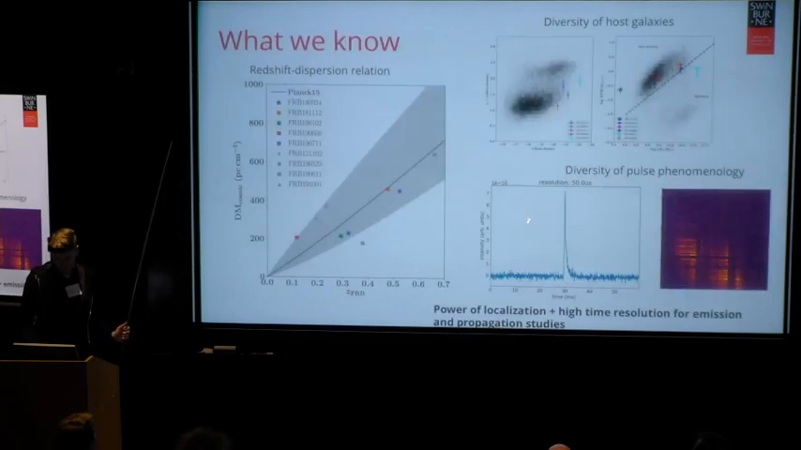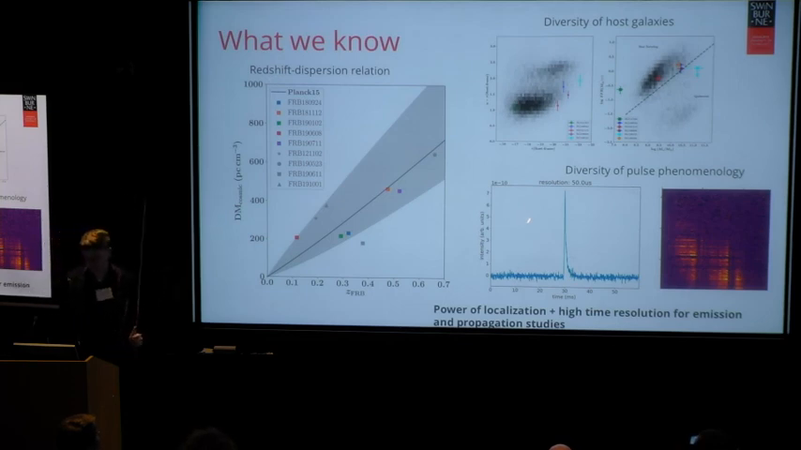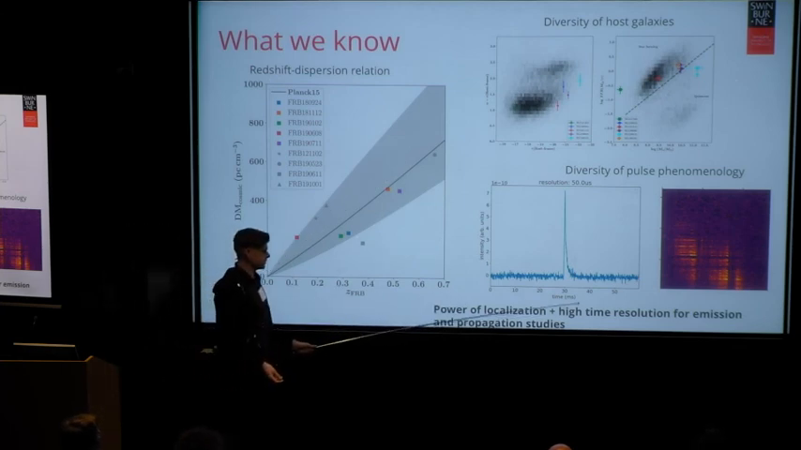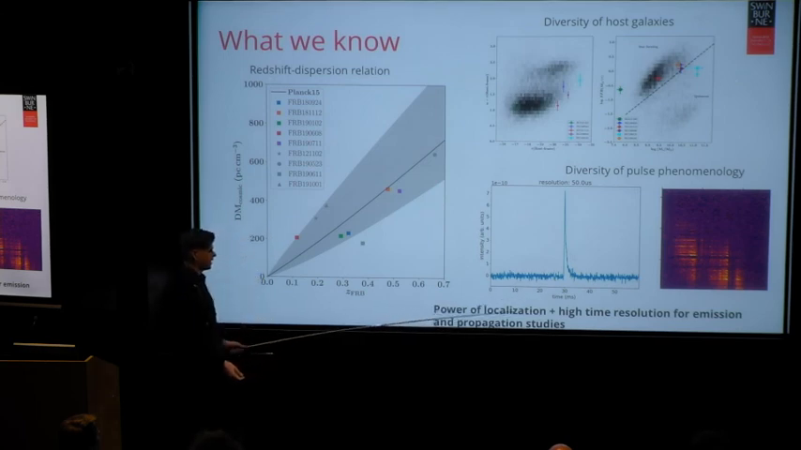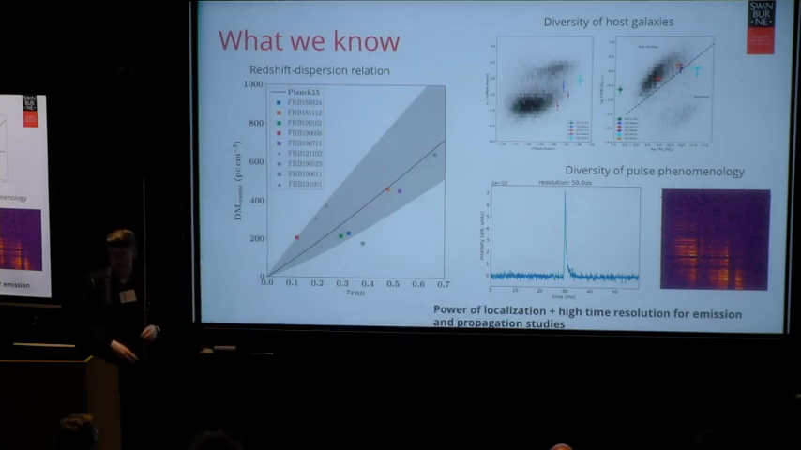So I'll just conclude here. We got a DM-redshift relation. FRBs come from a diversity of host galaxies and have a diversity of pulse phenomenology. But really, we can use localization and high-time resolution studies to really understand FRB emission and FRB propagation effects.